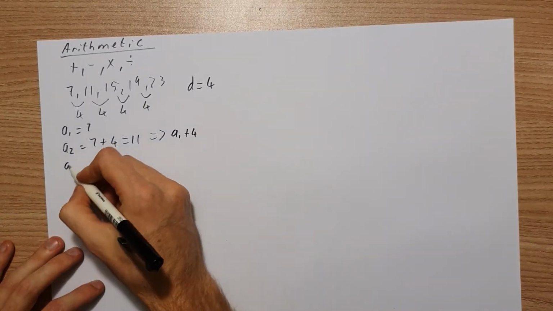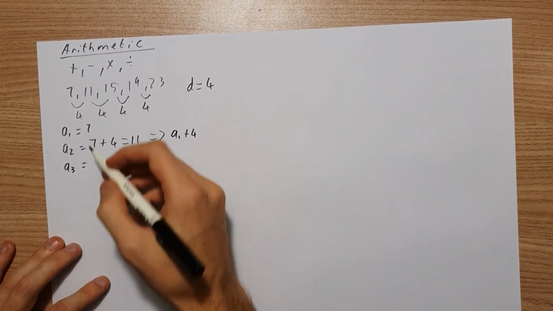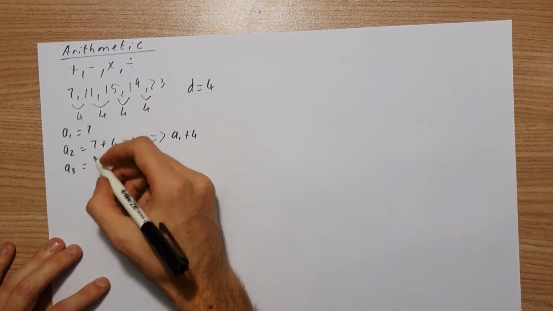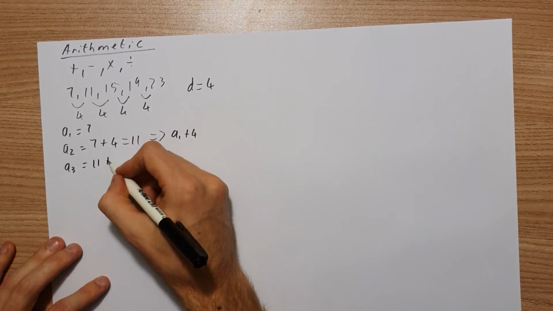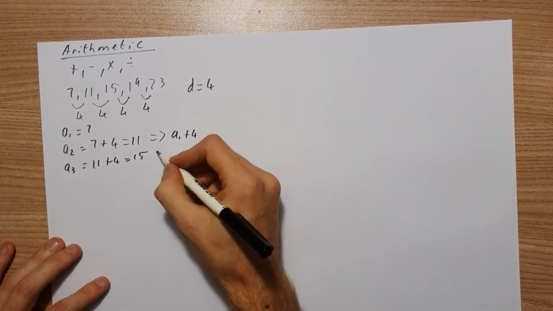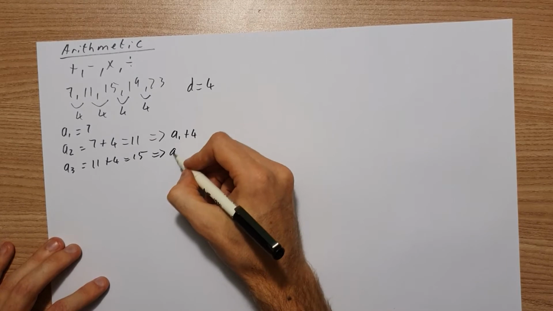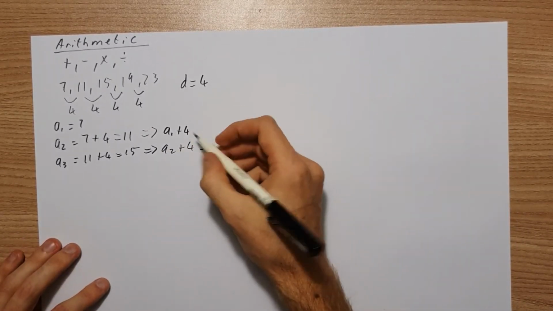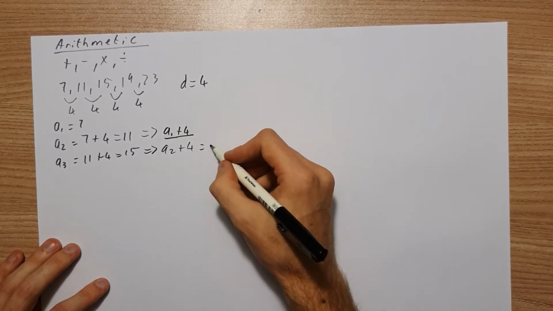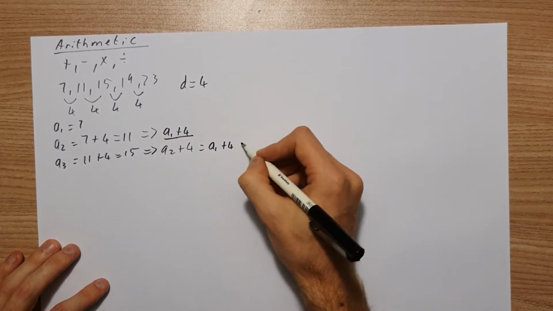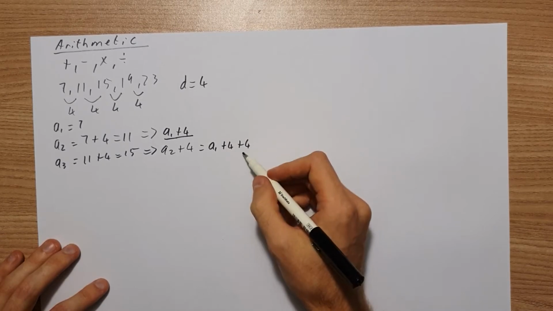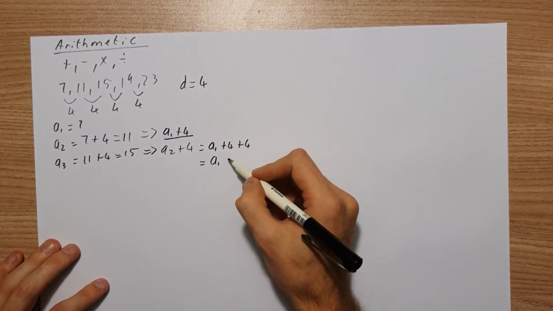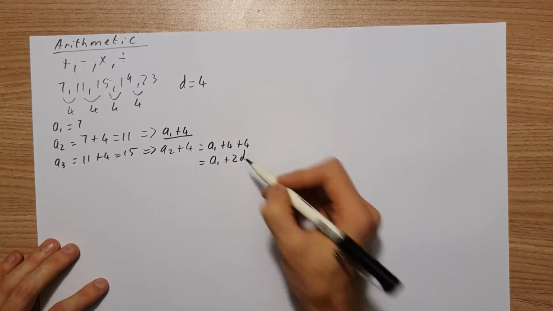Now if you look at a3, we took a2 and added 4. So we said 11 plus 4, which gives me 15, or we can look at it as a2 plus 4. But now what's a2 equal to? Well, a2 we said is equal to a1 plus 4, so we have a1 plus 4 plus 4. But 4 is my common difference, so we technically have this as a1 plus 2 times my common difference.